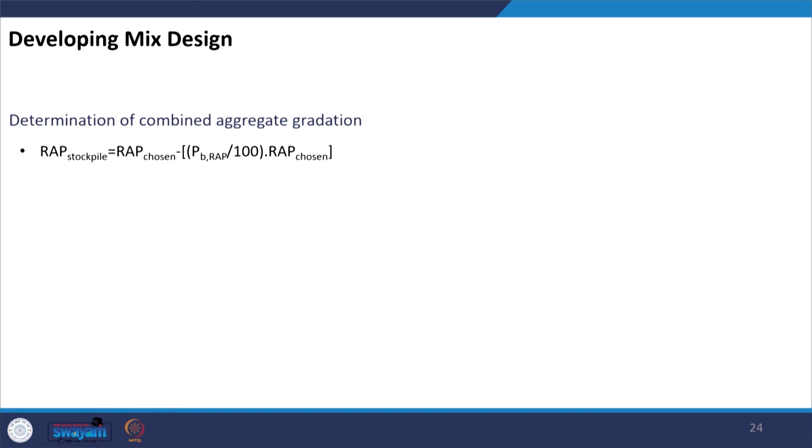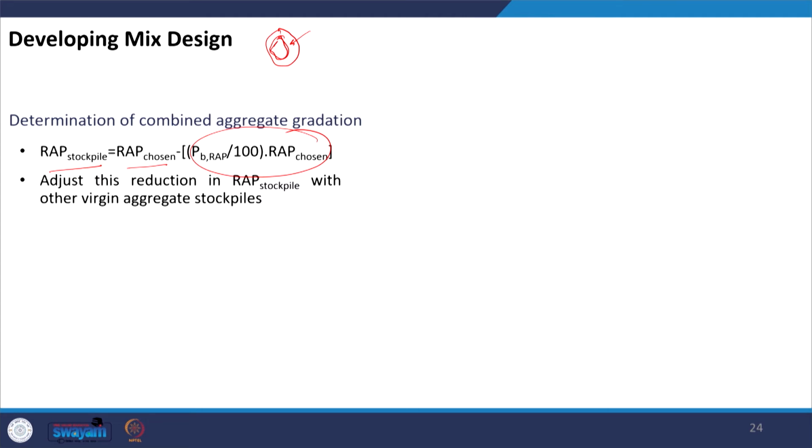Alright, now the final steps of mix design, that we have to determine the combined aggregate gradation. This is very simple. We have to remember that the wrap stockpile is not equal to the total wrap which is chosen, because in the wrap aggregate we have the binder coated with it. So, we have to remove the binder in order to know the quantity in the stockpile. So, the wrap stockpile is equal to wrap chosen minus the amount of binder in the wrap. Okay. So, this is very simple to understand, and once we have the wrap stockpile, then we have to adjust the other virgin aggregate stockpile which have been determined corresponding to the chosen wrap value.